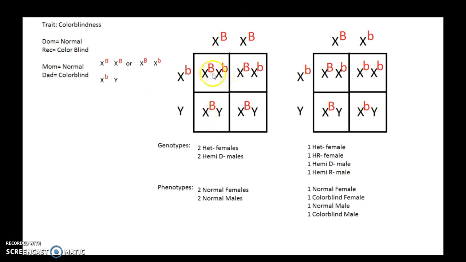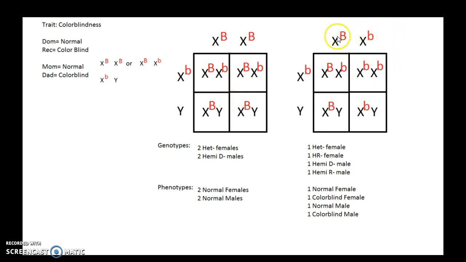So here we have 2 heterozygous, but we have to be specific since we have males and females in our square. So we say 2 het females. And here we have 2 hemizygous dominant, with our capital letters, so they're dominant, hemizygous dominant males. So phenotypically, 2 normal vision females and 2 normal vision males. So no one in our offspring is colorblind.